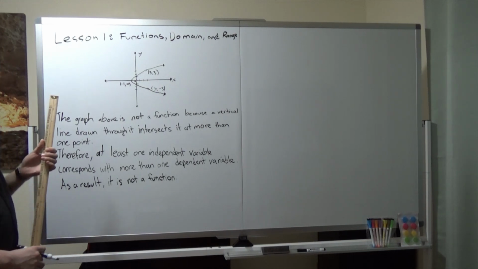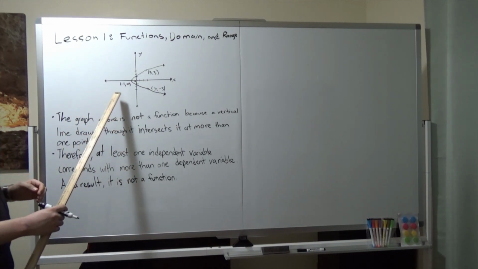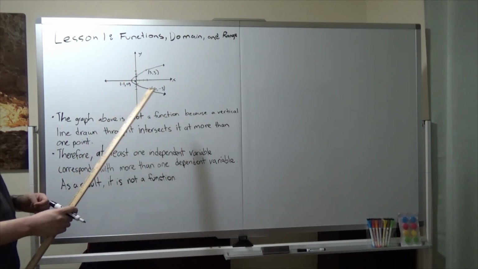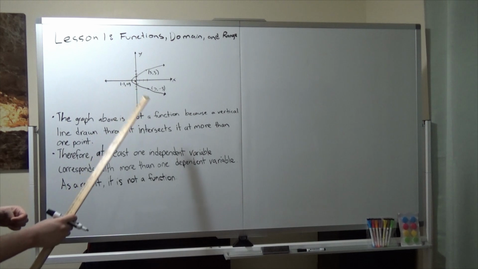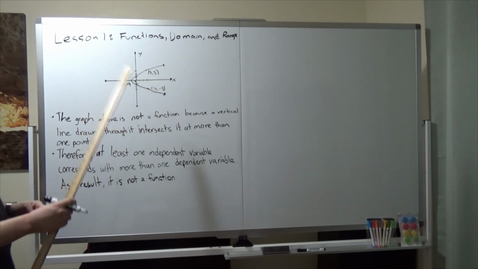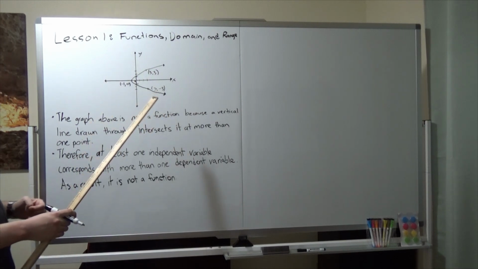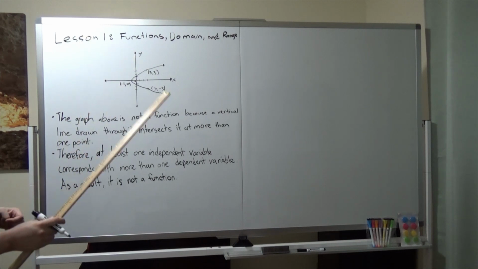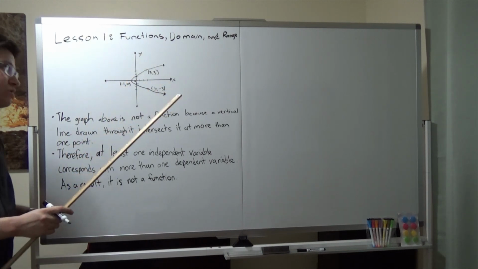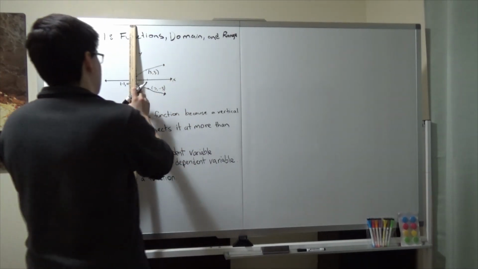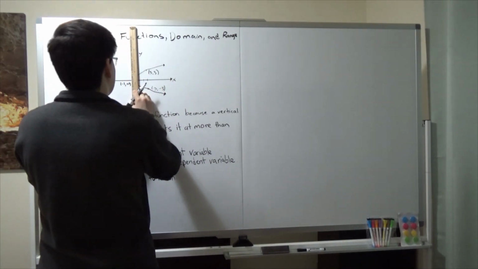Here we have another graph, and we're going to run the vertical line test on this graph to see if it touches the graph at more than 1 point. If it touches the graph at more than 1 point, it's not a function. If each vertical line touches the graph at only 1 point, then it is a function. So let's run this vertical line test by drawing a few vertical lines through the graph.